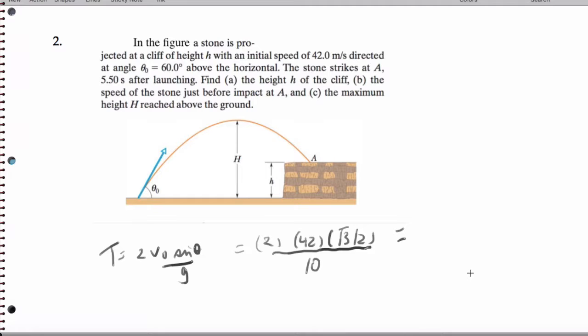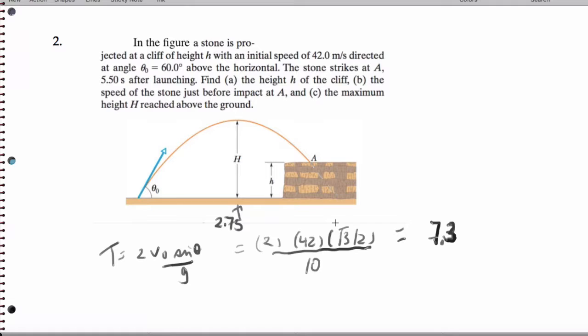So we got the sine of 60 times 84 divided by 10. And that's giving me 7.3 seconds of hang time. So let's be clear right here. When we are right here at this height, maximum height, 3.65 seconds have elapsed. And if this were to hit the ground here, it would take a total of 7.3 seconds.